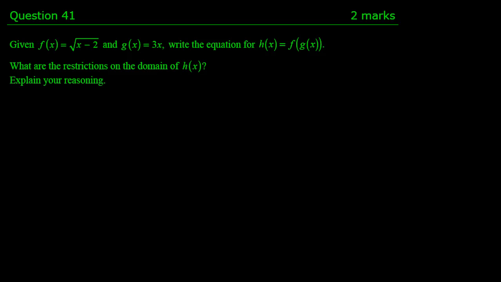Question 41. Given f of x equals the square root of x minus 2 and g of x equals 3x, write the equation for h of x equals f of g of x. What are the restrictions on the domain of h of x? Explain your reasoning. Okay, well, let's explain my reasoning here.